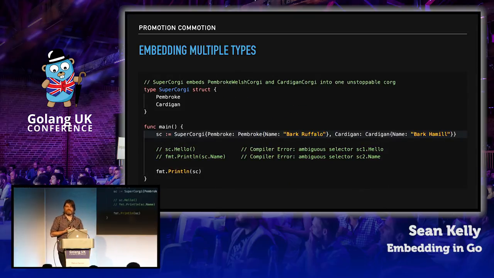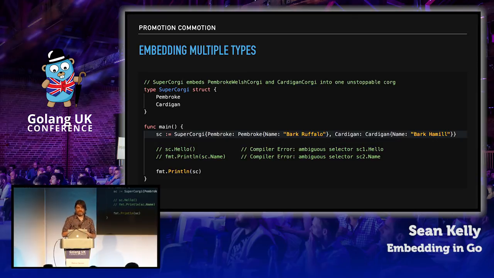And then, because you're drunk on power, you decide to create a super corgi that is an embedded combination of both the Pembroke and the Cardigan that has the best features of both into one adorable, lovable ball of fluff. And so you create your super corgi, and you pass in a Pembroke named Bark Ruffalo, and you pass in a Cardigan named Bark Hamill. And if you go to do anything with that super corgi, like say, have it speak its own name, or just find out what its name was, the compiler is going to stop you, because at this point, you've now entered ambiguous territory, and Go is notoriously against ambiguity, unless it's in the spec where they refer to embedding by two different names.